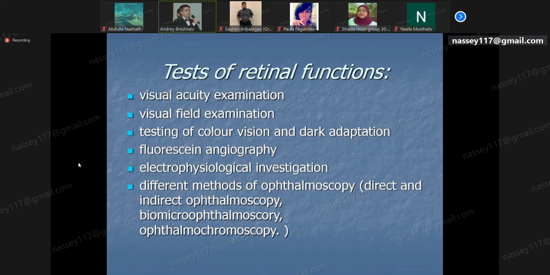Optical coherence tomography is a widely used method of examination of the eye, by which we can determine not only the presence or absence of the pathology, but the level of damage, the presence of the pathological process in different layers of the retina, and so on.